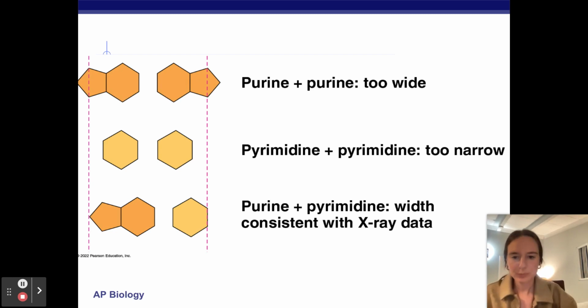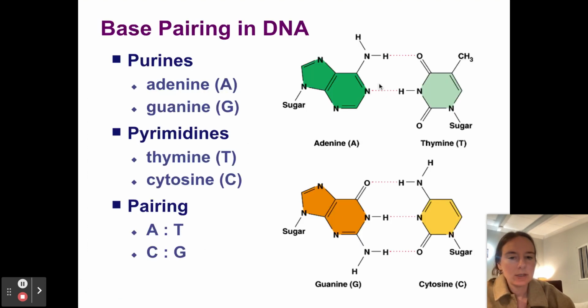It was too wide. And why is that? Because those rings are too big. Pyrimidine and pyrimidine is too narrow for their ratios or their numbers. But if you took a purine and a pyrimidine, it's consistent with our X-ray crystallography or X-ray diffraction data that Rosalind Franklin took with her photo 51. So this shows us that purines and pyrimidines are always paired. Now, adenine will never pair with cytosine. So even though they seem like they could pair up, the chemistry doesn't work out. It needs to be A's and T's, G's and C's.